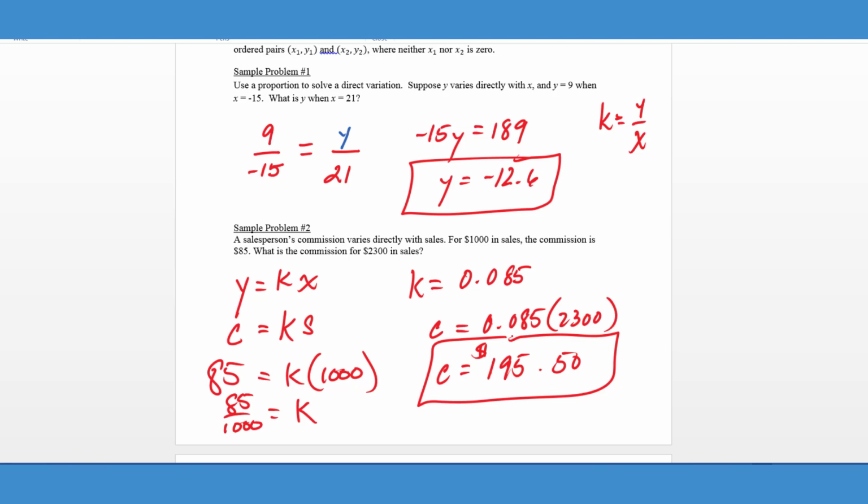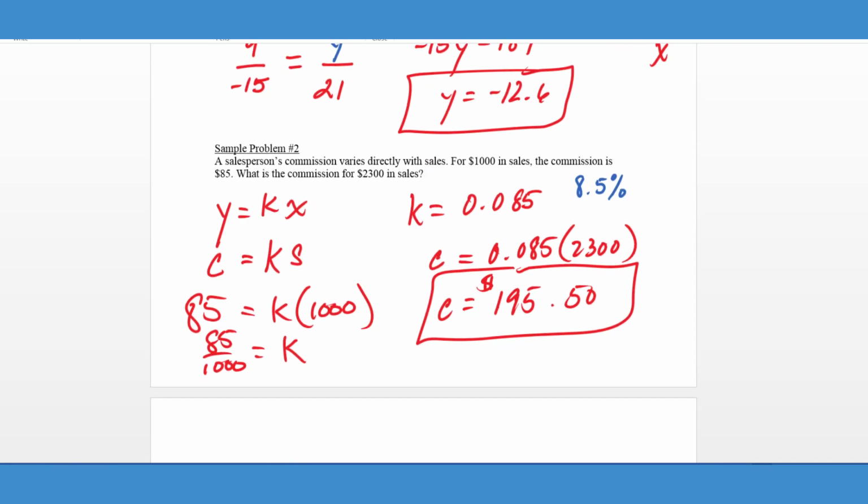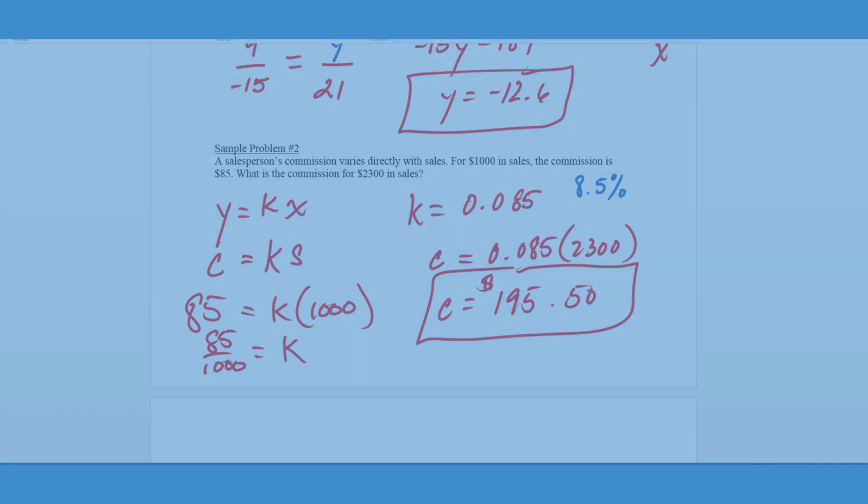That K actually represents a commission rate, a constant rate or a constant of variation. And so we could say that basically this is an 8.5% commission rate on every sale that they actually make in this particular problem. So that is a good start for direct variation. In the next video, we'll talk about inverse variation.